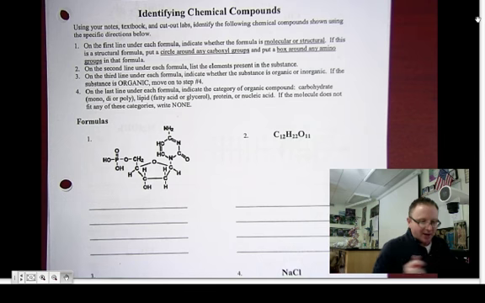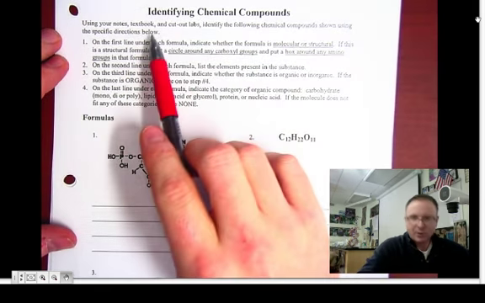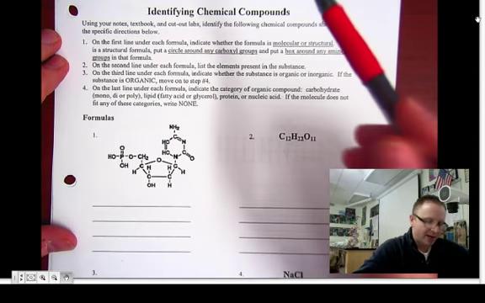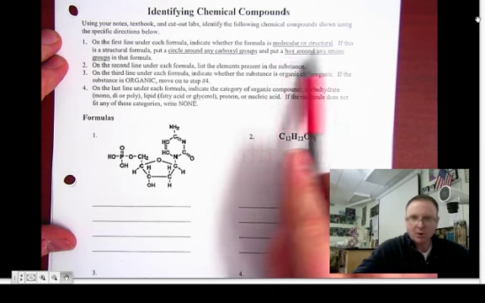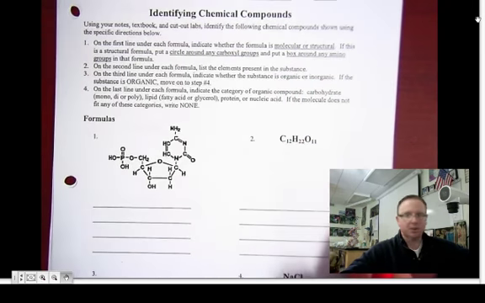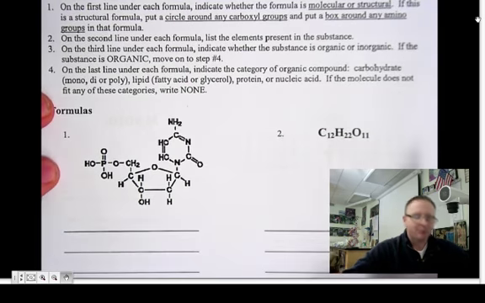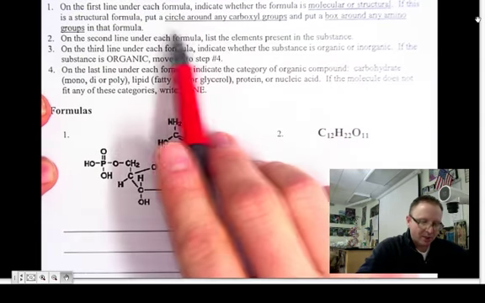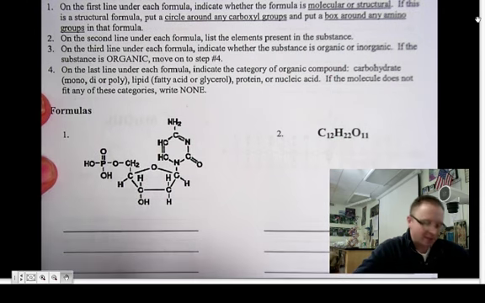All right, we did this in class. The directions were pretty simple. You're supposed to use whatever resources necessary to help you review these organic compounds. On the first line, we're going to write whether the formula is molecular or structural. Big difference there. Structural is the kind of formula that shows the arrangement of the atoms. If it is a structural formula, we need to put a circle around any carboxyl groups and a box around any amino groups in that formula.